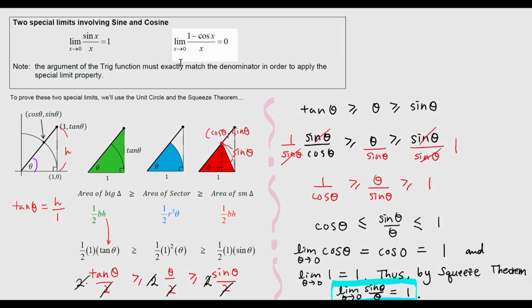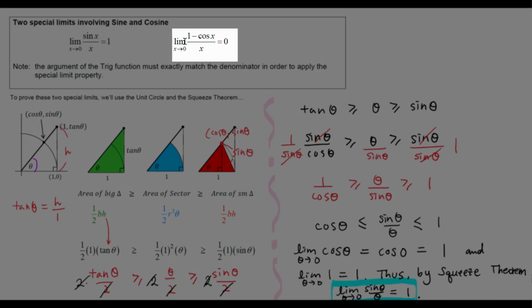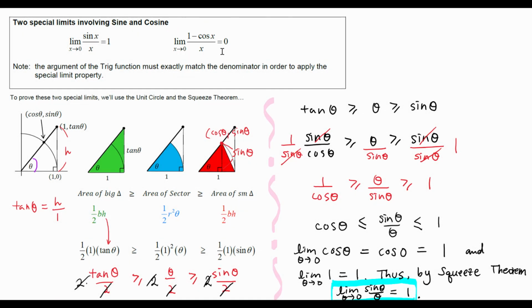Second special limit: the limit of 1 minus cosine of x over x as x approaches 0 equals 0. This one too, we use the same background with this unit circle. We're going to use the Squeeze Theorem.